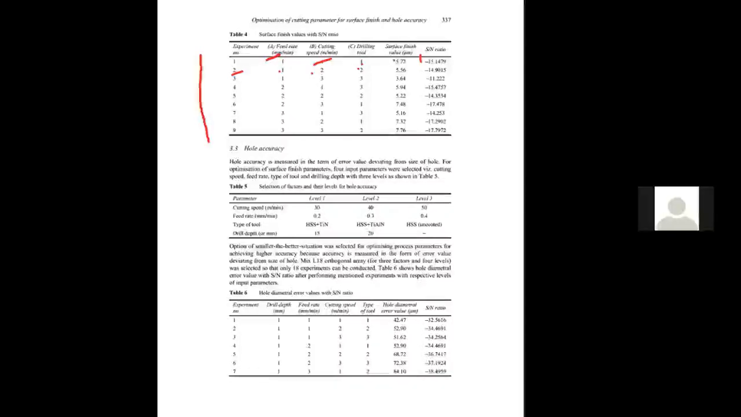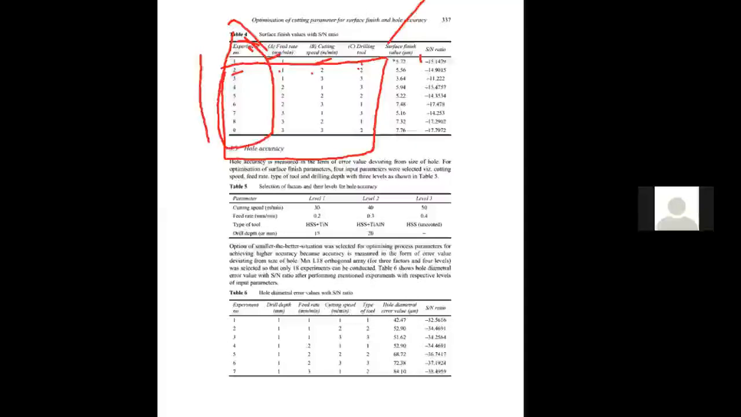Now, all these 9 experiments you cannot do on your own. Which 9 experiments you should perform is given by the Taguchi array. Using this Taguchi array design, we will perform all these 9 experiments at the respective levels. Here I want the output as surface finish. I have measured surface finish in microns. So these are the outputs I have got in the 9 different experiments.